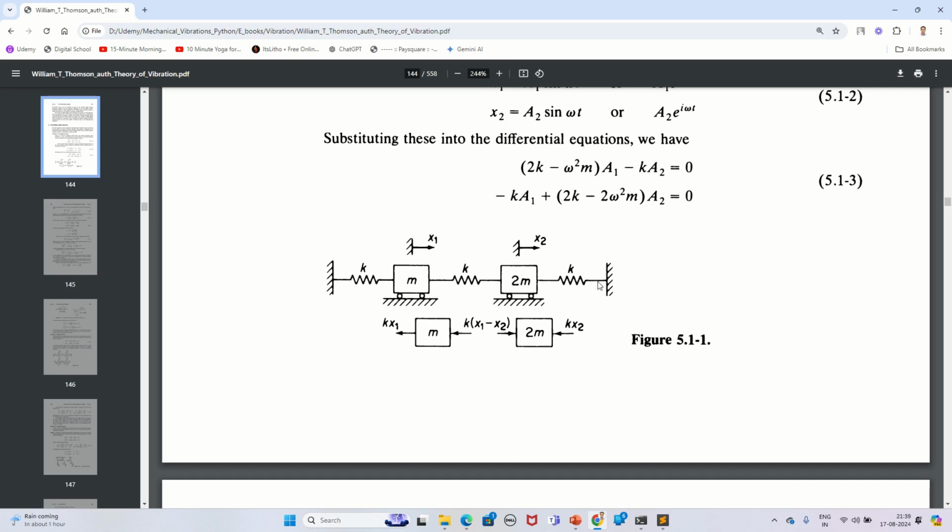So let's see how we can utilize Python code to calculate the natural frequency of this 2-degree of freedom system, and we will compare with the analytical calculation as well. So let's start. I have created one Python file in Sublime Text Editor. You can use any editor as per your convenience.